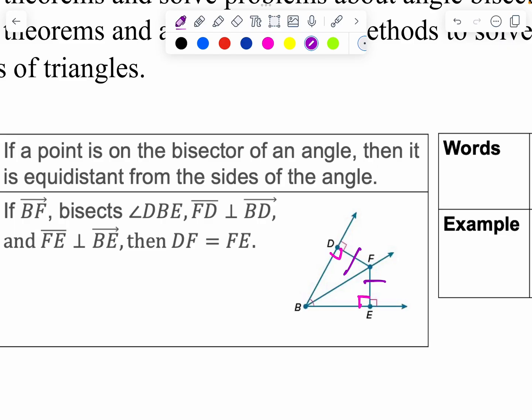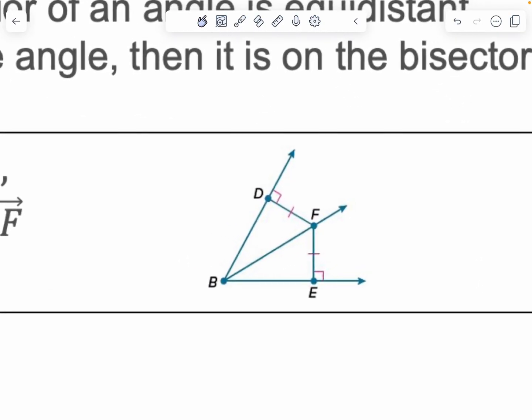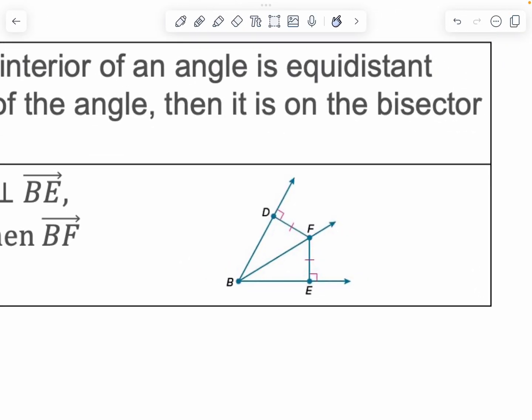So we're saying any point that is on this angle bisector is going to be the same distance from the sides. And remember from chapter 3, distance is measured at a right angle. That's how we know they're right angles. Now let's take a look at the converse of that. The converse says, if I've got a point that is the same distance from both sides of an angle, then that point is on my angle bisector. So that's what we're saying here.